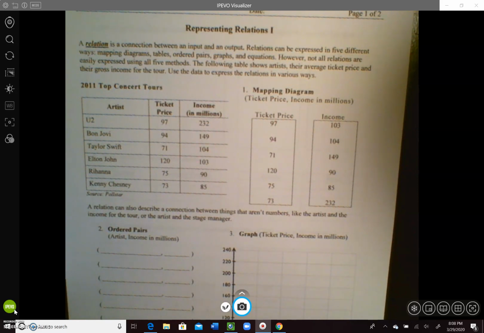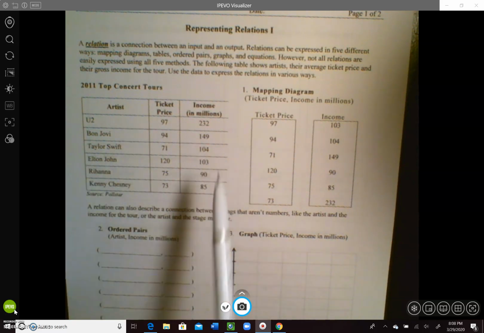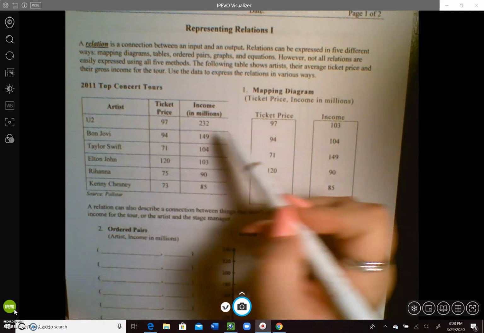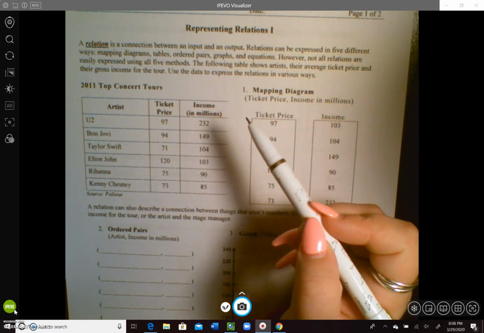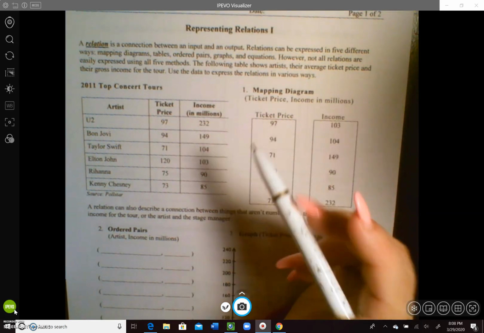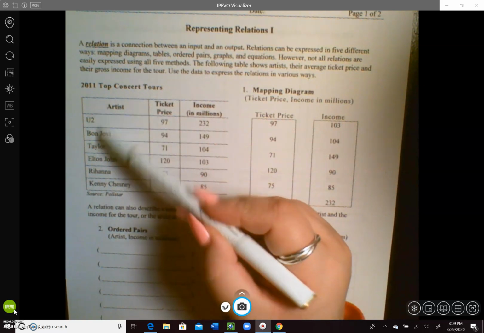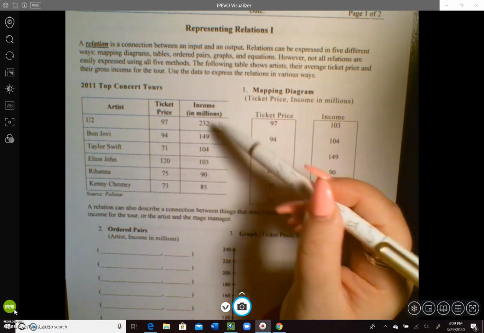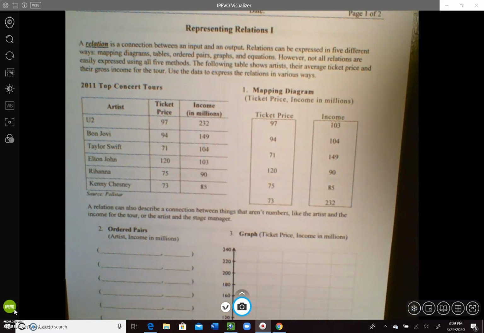For our first few examples, we're going to use this set of data right here. This is our first representation of a relation. It's called a table. We've used them lots and lots of times, and hopefully we're pretty comfortable with them. This is a three-way table, so there's no clear indication of what's the input and what's the output. We've got our artist, the price of each of their tickets to see a show, and the income that artist has in millions of dollars.